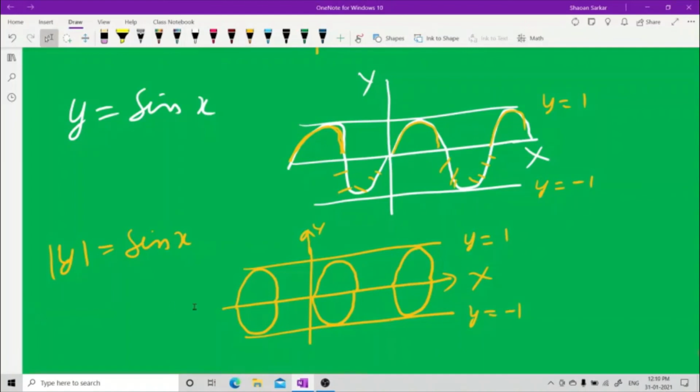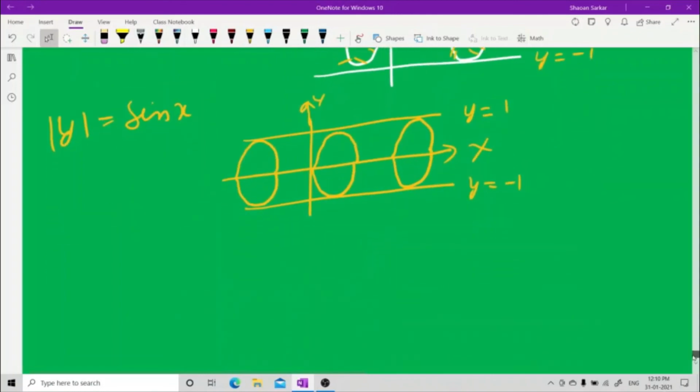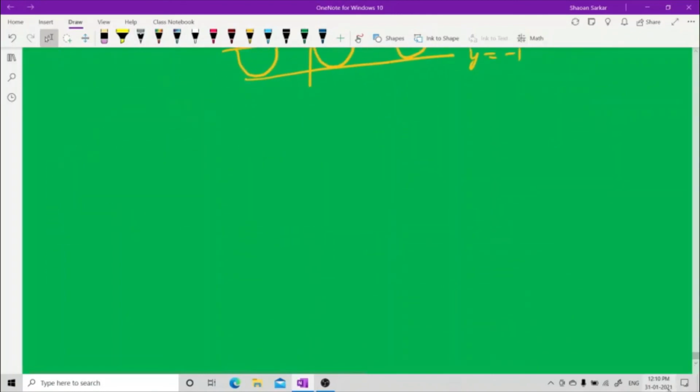Now, I think I'll do the last one now. This is the 12th one. Yes, I'm doing the 12th one now.